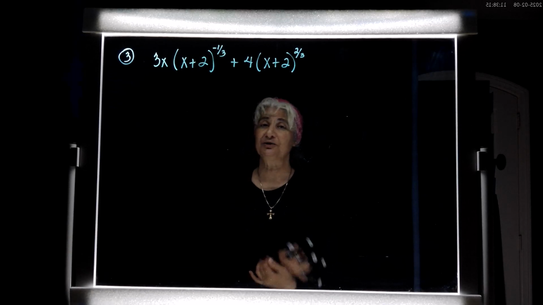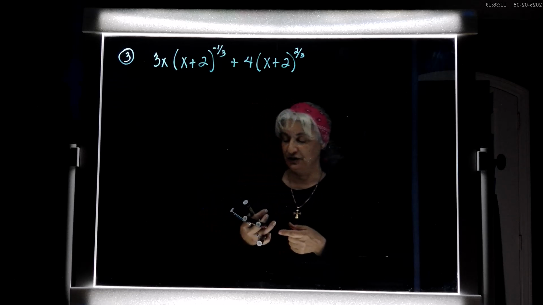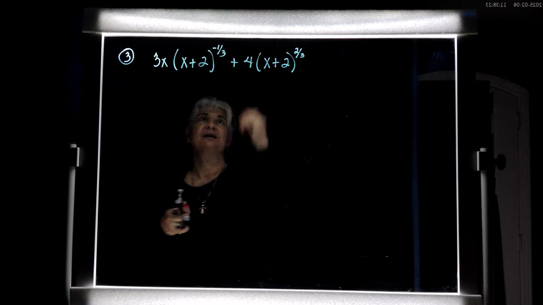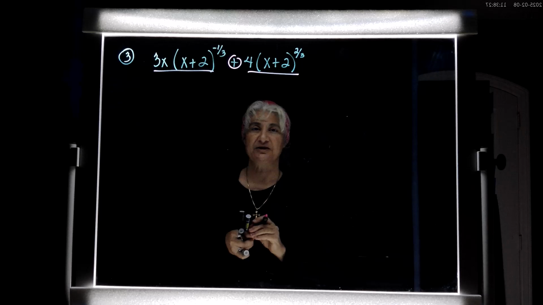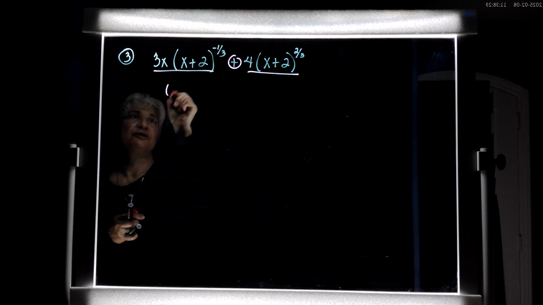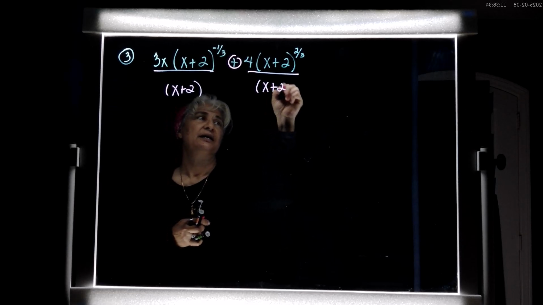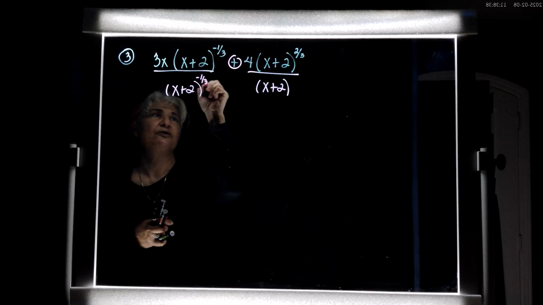Problem 3, here we are. Tell me what you did. Okay, identify the terms. How many? 2. Very good. Here are my 2 terms. What did you decide to factor out? X plus 2. Wonderful, because they have those parentheses in common. To the smaller power, which is negative 1/3.